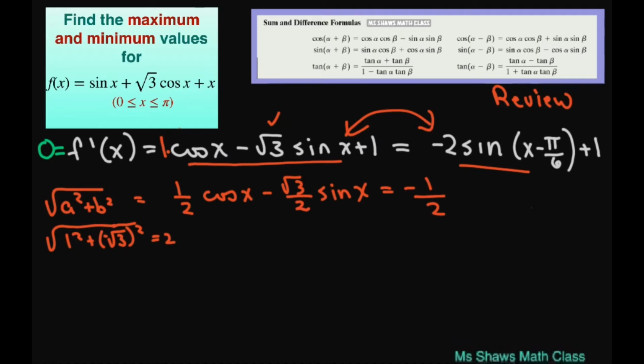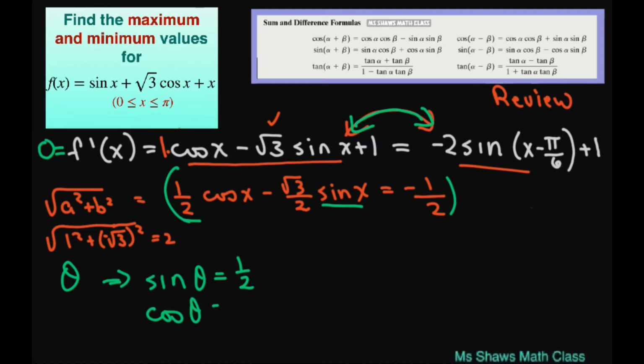Now again, I'm just going over a pre-cal review right now. Since I set it up this way, there's a unique angle, let's call it theta, such that sine of theta equals 1/2 and cosine of theta equals square root of 3 divided by 2. And that means theta is pi divided by 6.